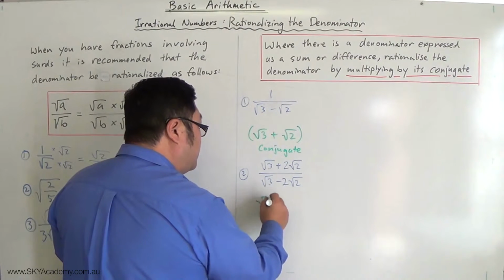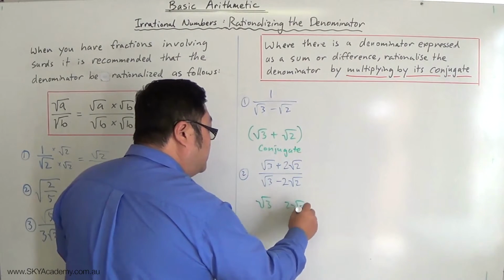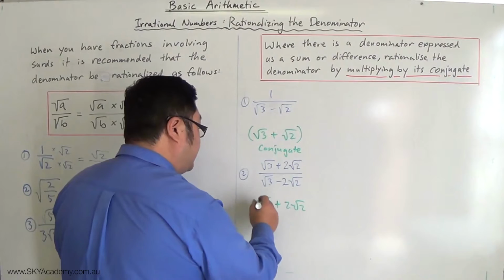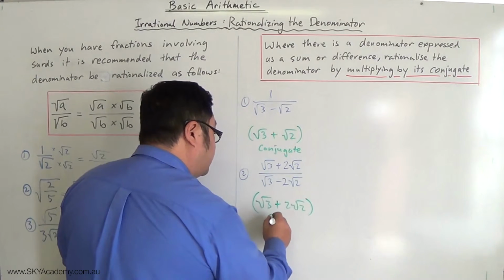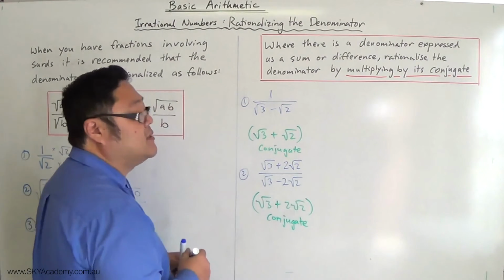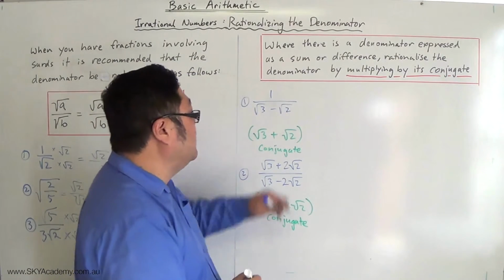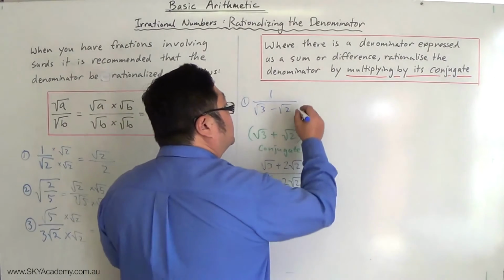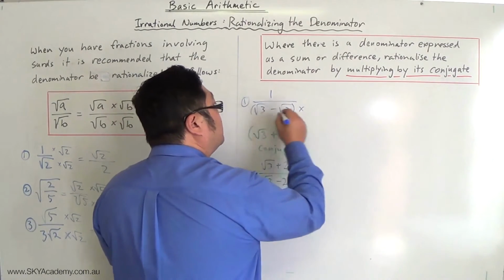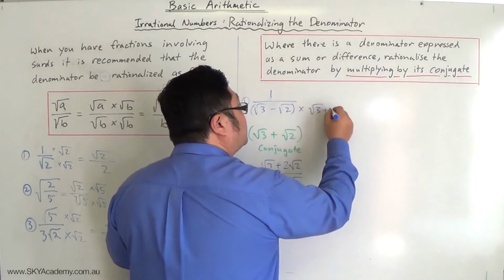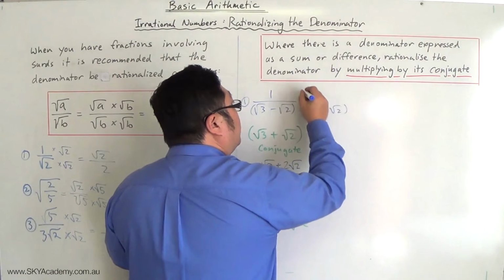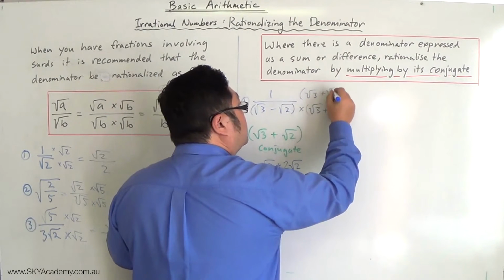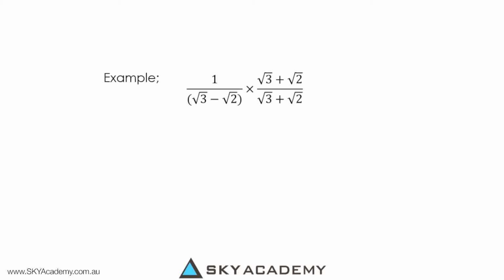It would be root 3 and 2 root 2, but what you do is express the minus as a plus, and there you have it. That's the conjugate. Does that make sense? So what you've got to do is take each of these and multiply by the conjugate. So we're going to multiply this by the square root of 3 plus the square root of 2, and the square root of 3 plus the square root of 2 on top to keep the fraction equal to itself.